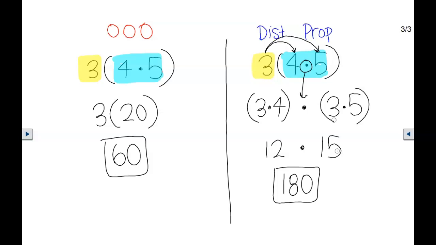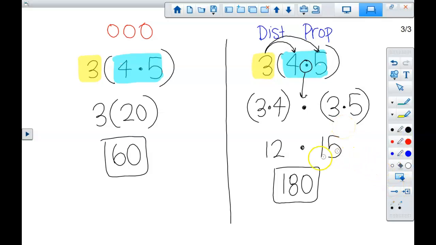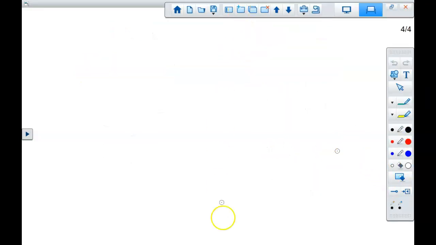Inside the parentheses, if there's a plus sign, you can distribute. If there's a minus sign, you can distribute. But if there's multiplication inside your parentheses, you cannot. All right, so only one more operation. We might as well try division and see how that works out for us.